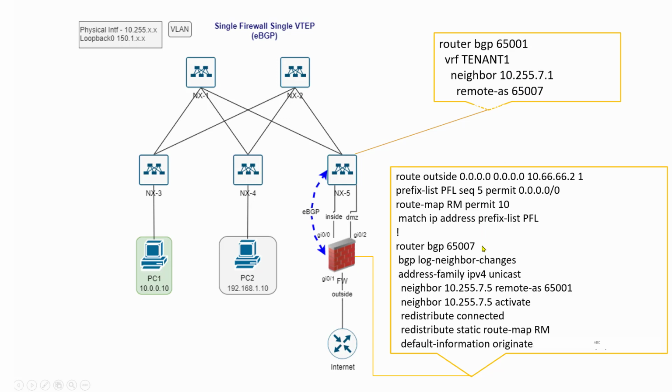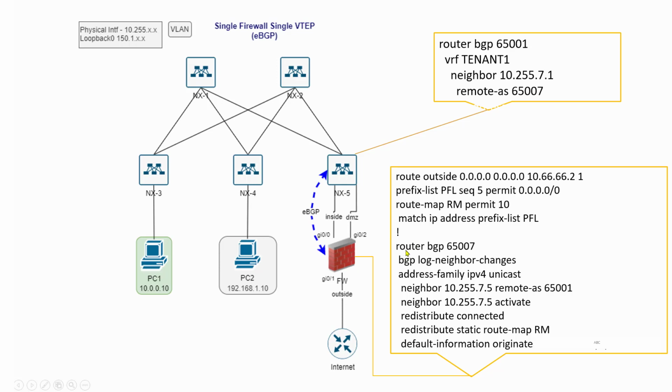On the firewall is where we have the majority of the changes. So we have a static route, that's the route to the internet. And then we have a prefix list that matches it, and then a route map that calls the prefix list. Here I'm just controlling, because later I'm going to do redistribute static routes, and I'll only want to catch this default route.